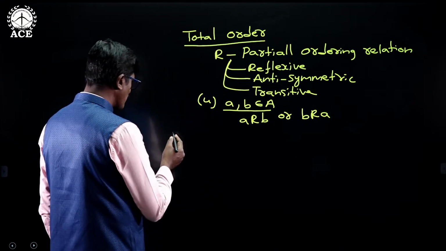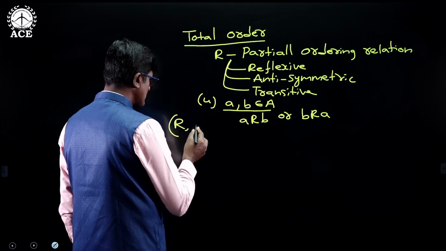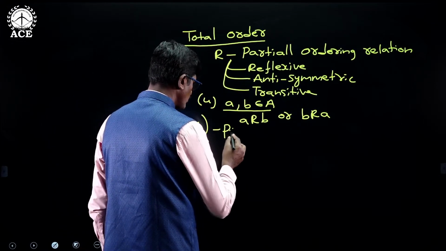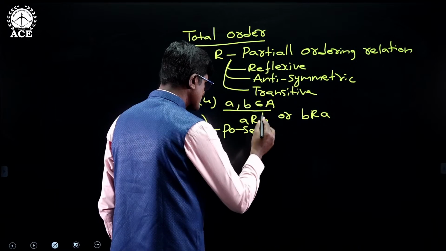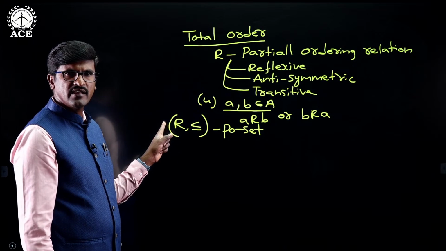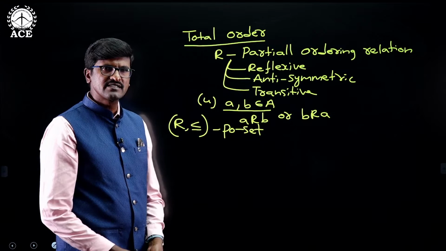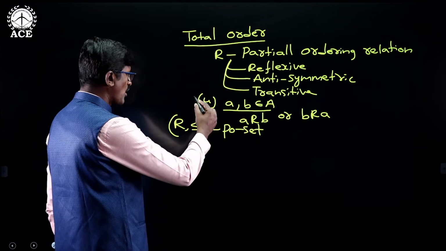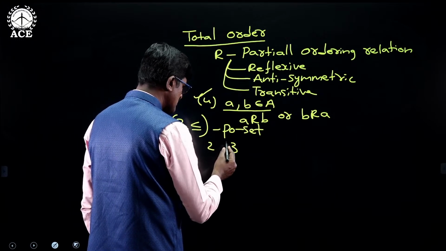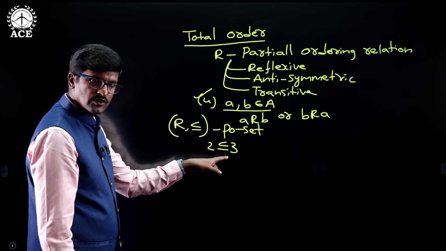Now I will take one example. We already saw that the set of all real numbers, comma, less than or equal to, is a poset. In the beginning of this session, I explained that less than or equal to is a partial ordering relation on the set of all real numbers. Now I am going to verify whether this less than or equal to satisfies this property or not. Now take any two real numbers, 2 comma 3. Yes, 2 is less than or equal to 3. That means there is a relation from 2 to 3.